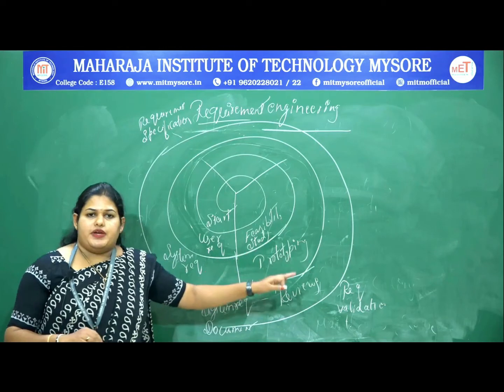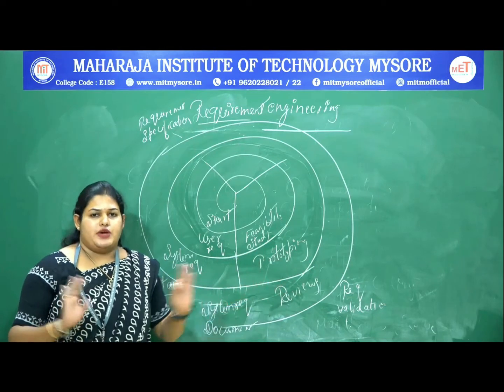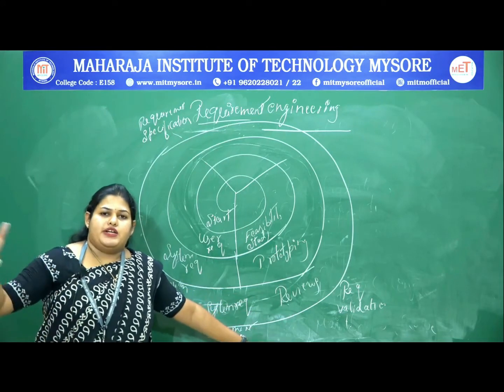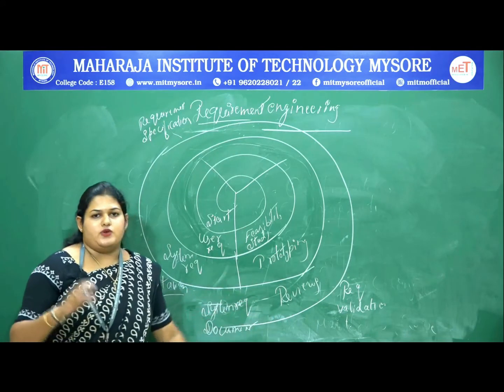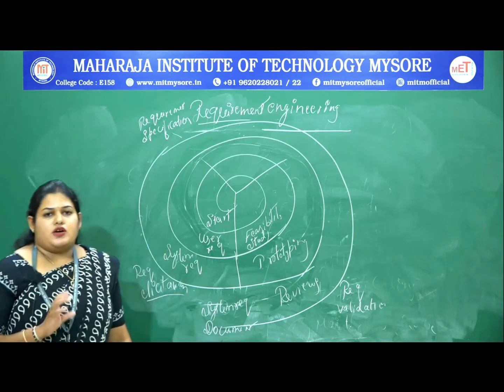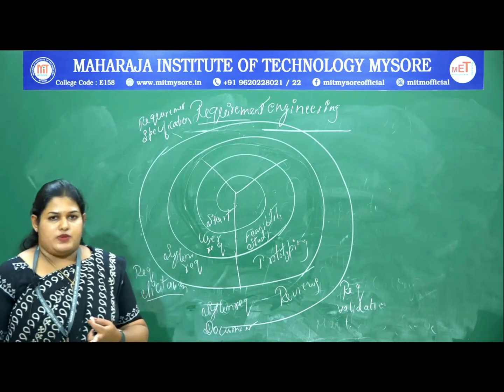This will be continued with the evolution of the process, that is, the requirement will be validated, and finally it will be sent for evolution by using the design concepts. But problems also occur with this. What are the types of problems that may occur?